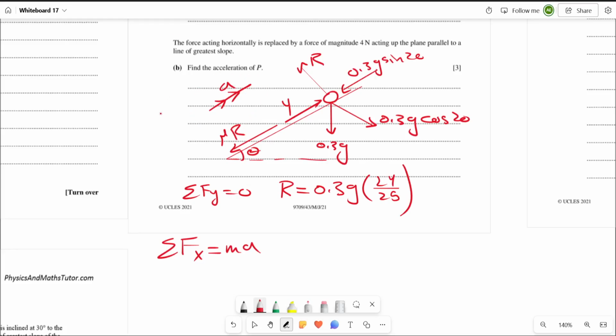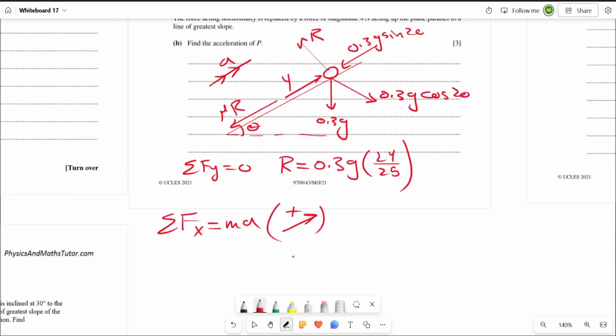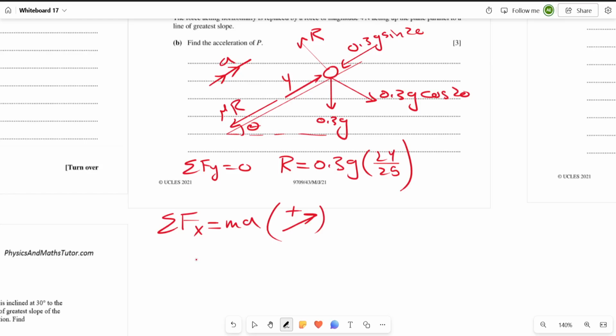If acceleration is up, like in this case, I'm going to take up the plane as positive. If acceleration was somehow down, I'm going to take down the plane as positive. You always copy the direction of acceleration. This is what you should do. So let's do that. Sigma F of x: any force in the upward direction is going to be positive, like the 4, let's say.